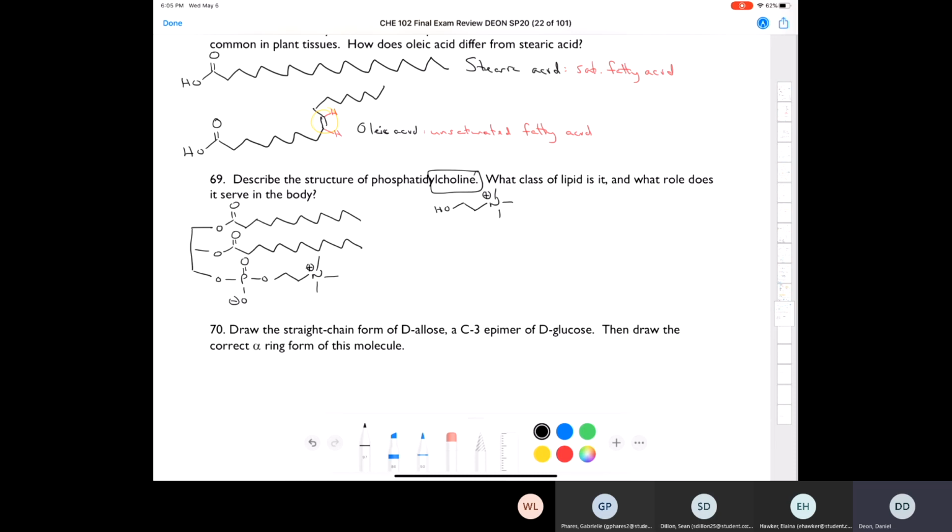What class of lipid is this? Who could tell me what class of lipid this is? And that's not a loaded question. It's a phospholipid, right? Exactly. This is a phospholipid. And what role does it serve in the body? Well, let's just circle that in blue. What role does it serve in the body? It's going to be involved in cell membranes, right? We'll just put found in cell membranes. Nothing fancier than that. We'll just leave it at that.